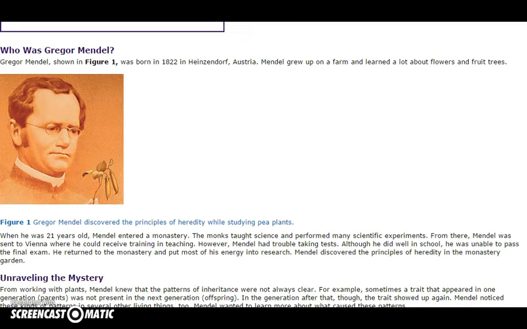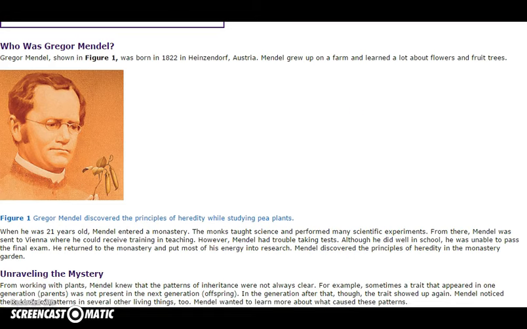Gregor Mendel was born in Austria and grew up on a farm. At his farm, he learned a lot about flowers and fruit trees because they were an important part of the farm. When he was 21, he entered a monastery. The monks taught science and performed many scientific experiments, which was common in Europe at the time. From there, Mendel was sent to Vienna to receive training and teaching, but he didn't really like the schools, so he returned to the monastery where he focused his efforts on experiments with plants.